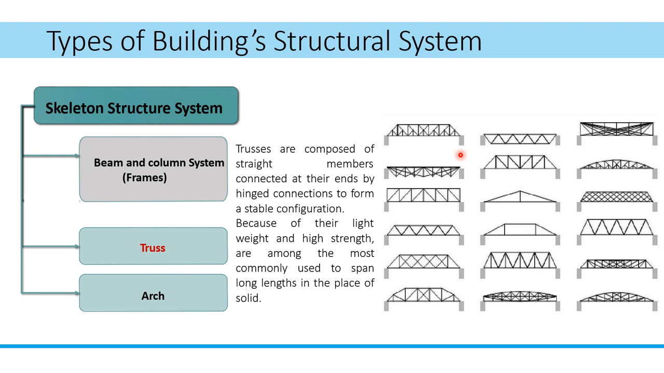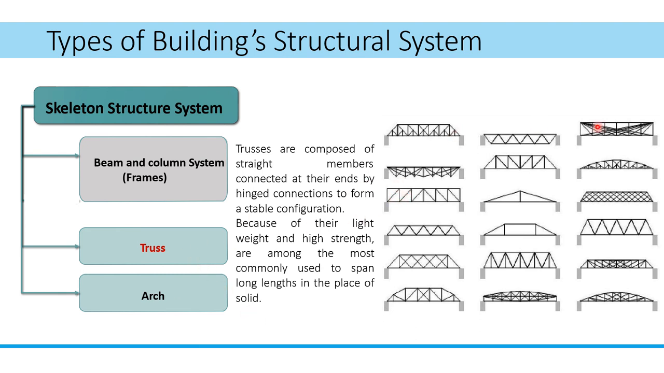The beauty of trusses is that they take the load only in tension and compression, with no moments. Steel is strong in tension and strong in compression, so we take advantage in both senses. So we can use light structures for long spans. That is the benefit of the truss system.